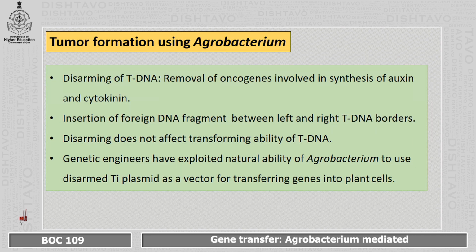Now how is that tumor formed? Tumor formation using Agrobacterium. Before that, there is a process known as disarming of the tDNA. Here the oncogenes which are involved in the synthesis of auxin and cytokinins are removed, and that process is known as disarming of the tDNA.